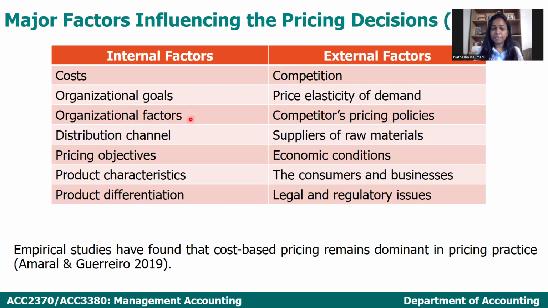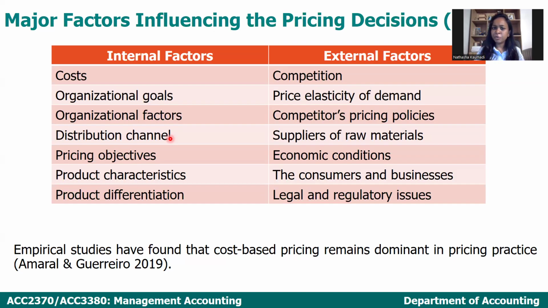Organizational factors. What are the factors in an organization? When it comes to employees, when it comes to your costs, different organizational factors can be there. Again, they are affecting the pricing decisions. Distribution channel. Let's say how you are going to distribute your products to the customers. Sometimes there's direct distribution. What do you mean by direct distribution? Manufacturers directly distribute the products to customers. Direct distribution.